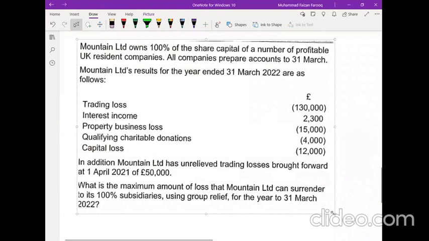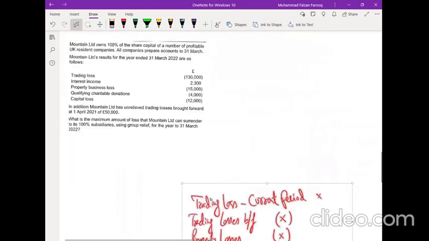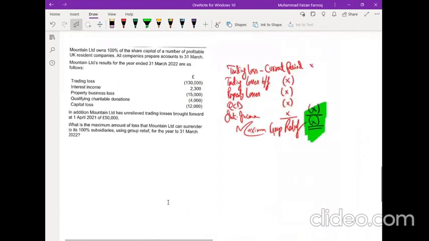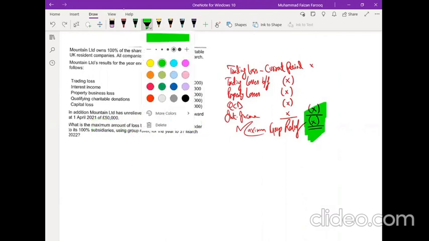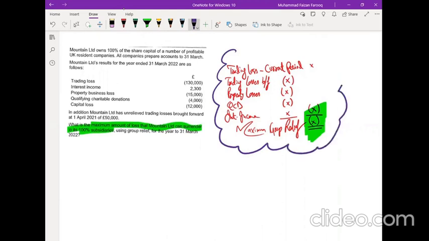The practice question is called Mountain Limited. I need you to read the question please. Mountain Limited owns 100% of the share capital of a number of profitable UK resident companies. All companies prepare accounts to 31st March. Mountain Limited's results for the year ended 31st March 2022 are as follows: trading loss, interest income, property business loss, qualifying charitable donations, capital loss. In addition, Mountain Limited has unrelieved trading losses brought forward at 1st April 2021 of £50,000. What is the maximum amount of loss that Mountain Ltd can surrender to its 100% subsidiaries using group relief? They ask how much you can surrender, right?